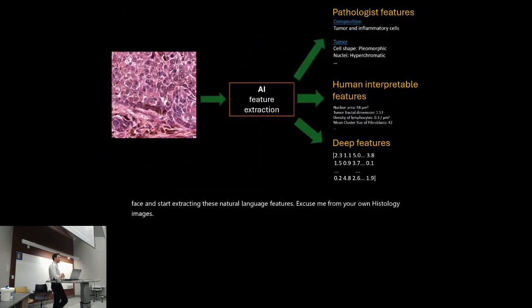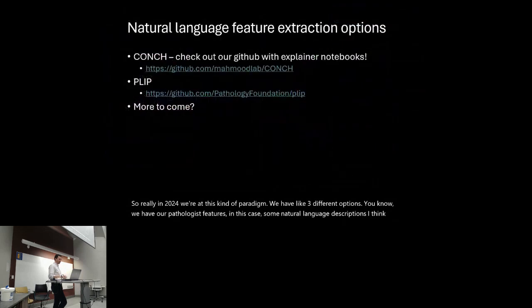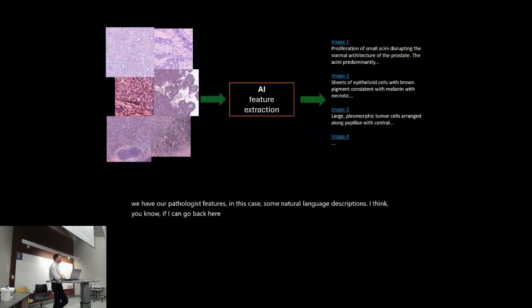So really in 2024, we're at this kind of paradigm. We have 3 different options. We have our pathologist features, in this case, some natural language descriptions. And if I can go back here, one thing you could do to make these more structured is take these text descriptions and run them through GPT-4 or any other publicly available large language model and have it use another AI model to extract some more structured text.